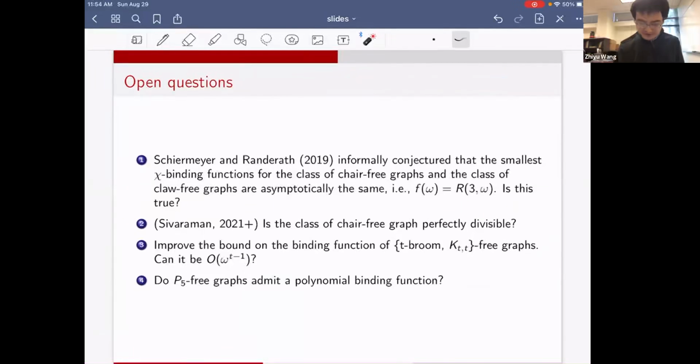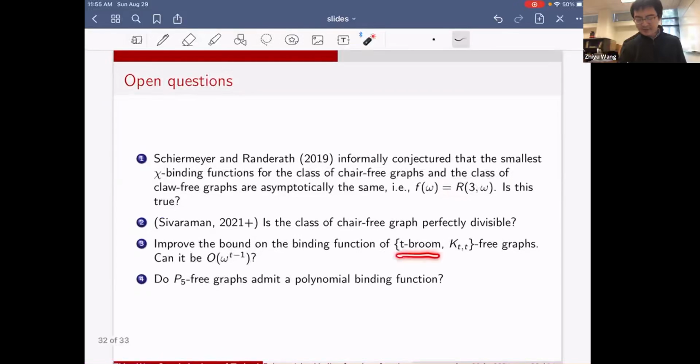So some open questions. For the chair-free graph, we have a quadratic bound. However, in the Scott and Seymour survey, they informally conjecture that the optimal chi-bounding function for chair-free graphs is the same as for the class of claw-free graphs, which is R of 3 and omega, which is little o of omega squared. Is this true or not? Also, Chudnovsky and Sivaraman conjectured that the class of chair-free graphs is perfectly divisible. It would be nice to know whether that's true.